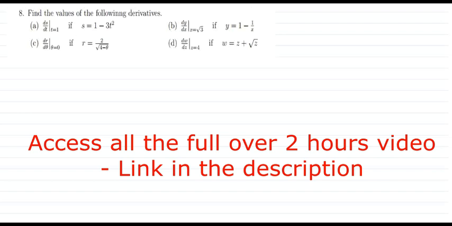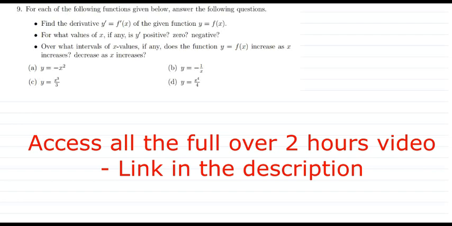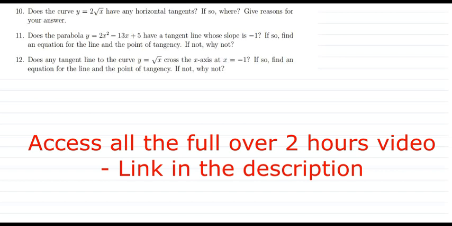So we are on question 8, which is saying, okay, so question 9 is saying, for each of the following functions given below, answer the following questions. So we have y is equal to x to the power negative x to the power 2. Find the derivative of y of a given function. Okay, so we have questions 10, 11, and 12, which is basically the same concept. So question 10 is, does the equation y is equal to 2 root of x have any horizontal tangent?